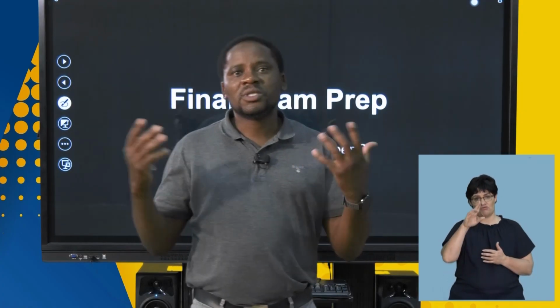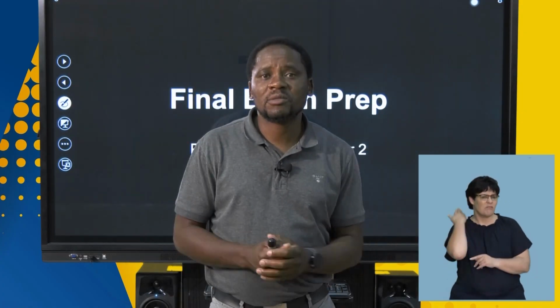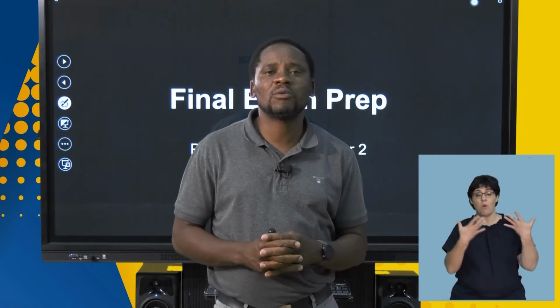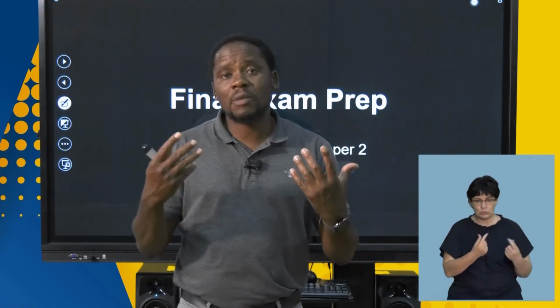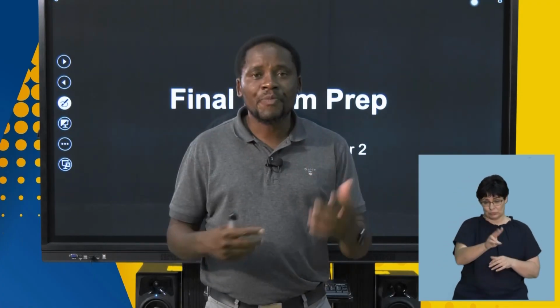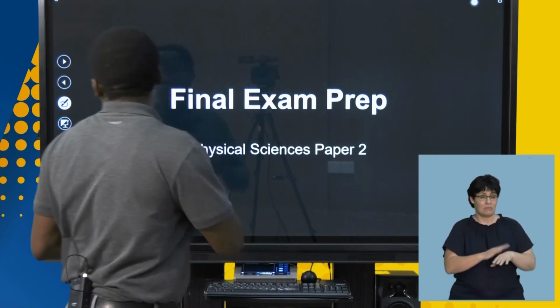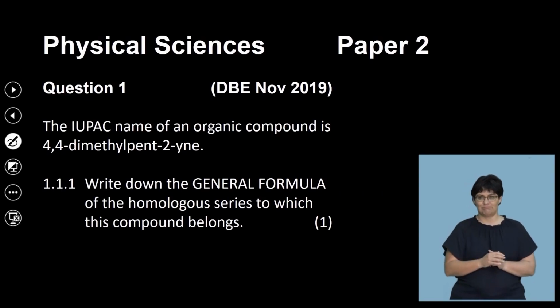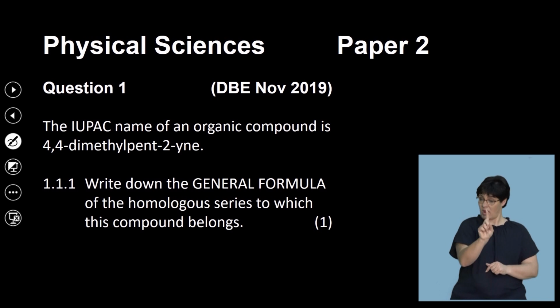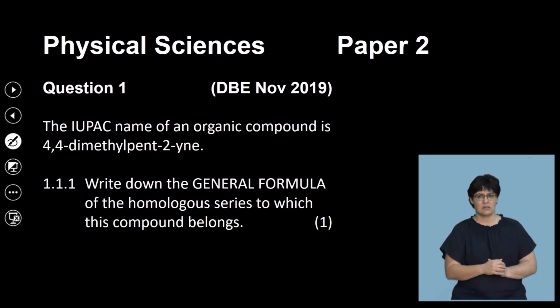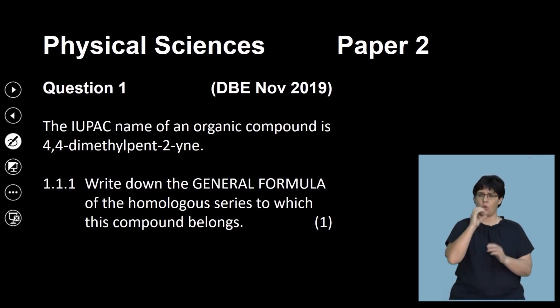So we will use some of the problems from the previous papers, but our main focus will be on the strategies and techniques in terms of how we approach questions. So without any waste of time, let's look at our scenarios here. The first question, adapted from DBE November 2019, is our question 1 for today. It says here, the IUPAC name of an organic compound is 4,4-dimethyl pent-2-yne.